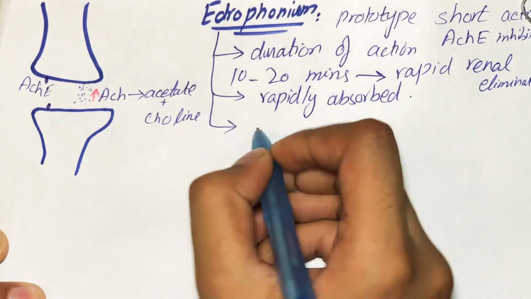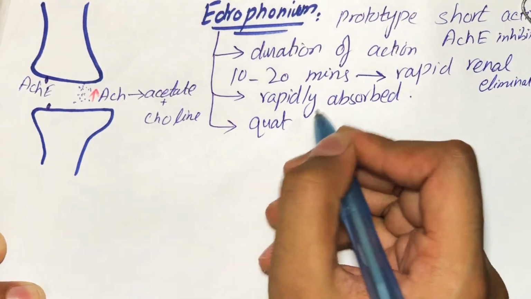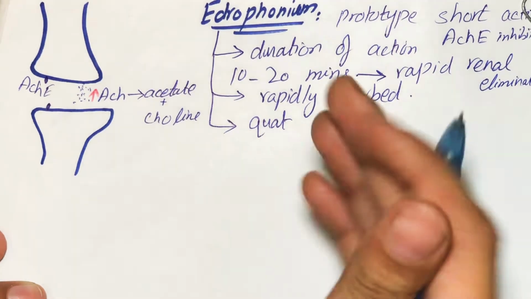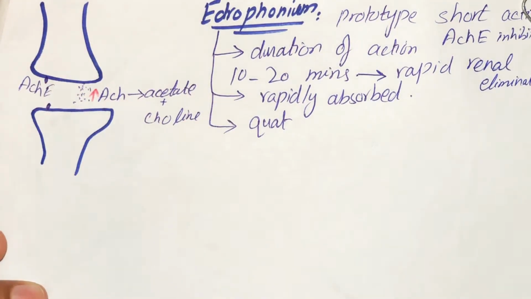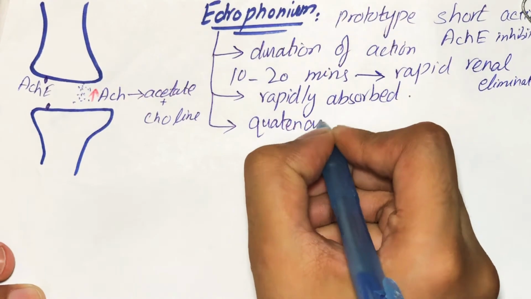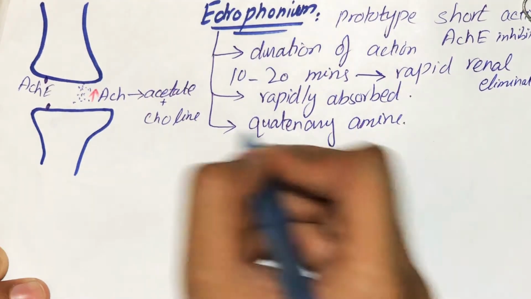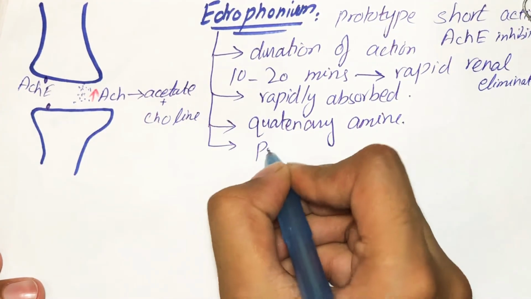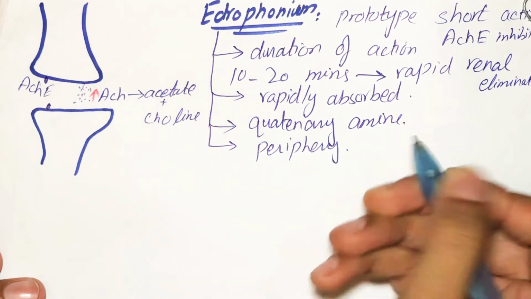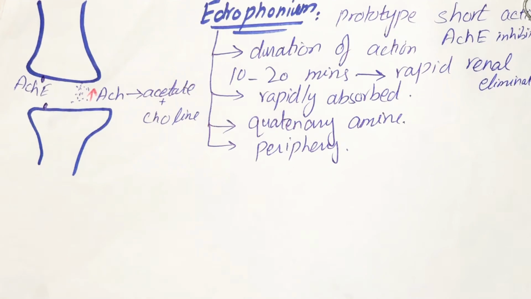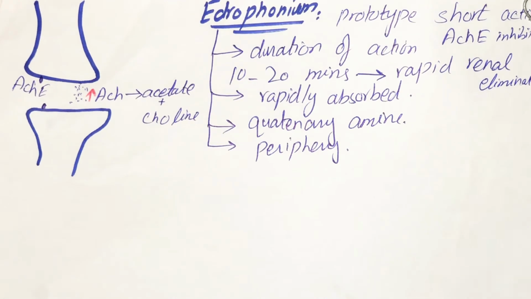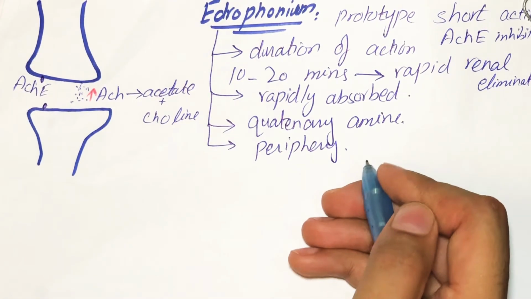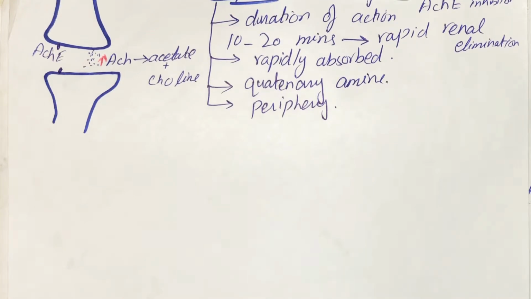Edrophonium is a quaternary amine, which means the nitrogen present in its formula is further attached to 4 atoms. Therefore it is called a quaternary amine. Another thing is that it is limited to the periphery because it cannot cross the blood-brain barrier, so it only acts on the peripheral nervous system. It does not go into the brain, so it does not show any CNS effects. And this Edrophonium is also used in the diagnosis of Myasthenia Gravis.